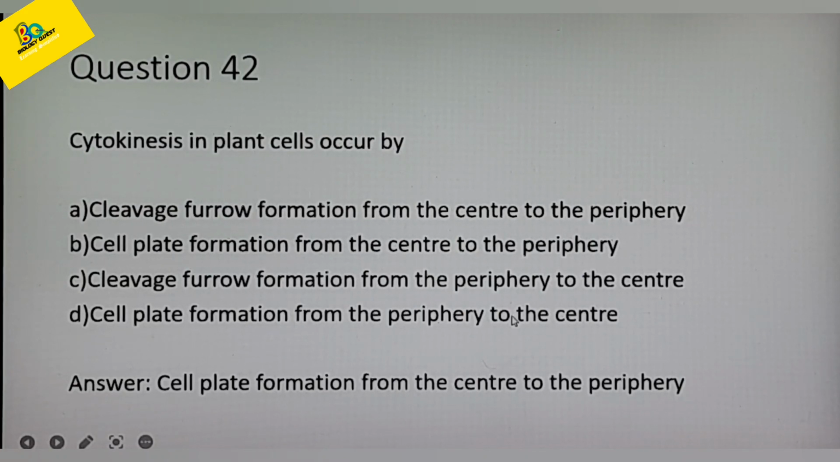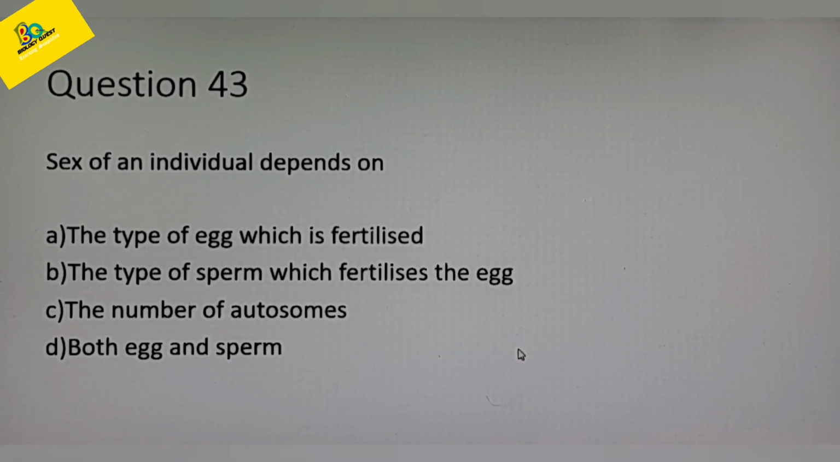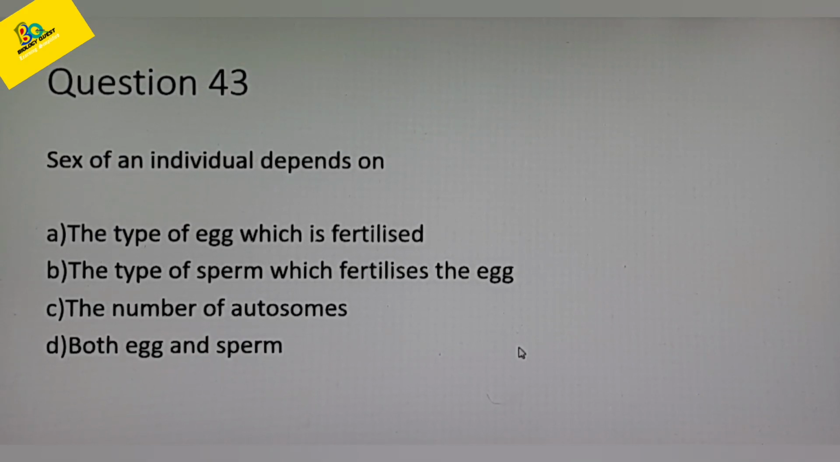Don't get confused between the two. Next question. The sex of an individual depends on, options are A, the type of egg which is fertilized, B, the type of sperm which fertilizes the egg, C, the number of autosomes, and D, both egg and sperm.